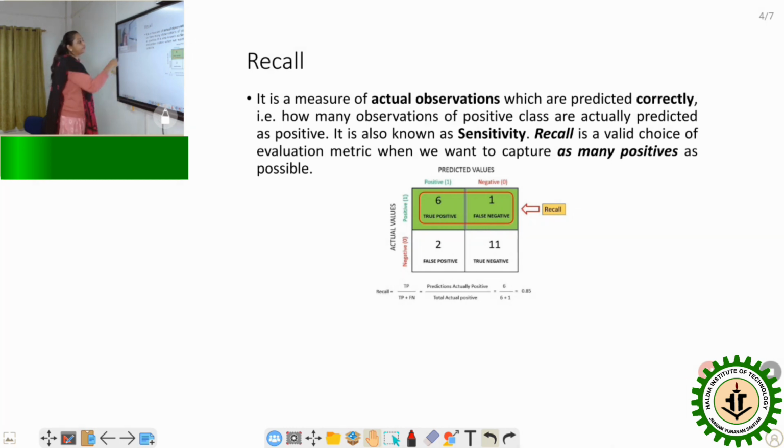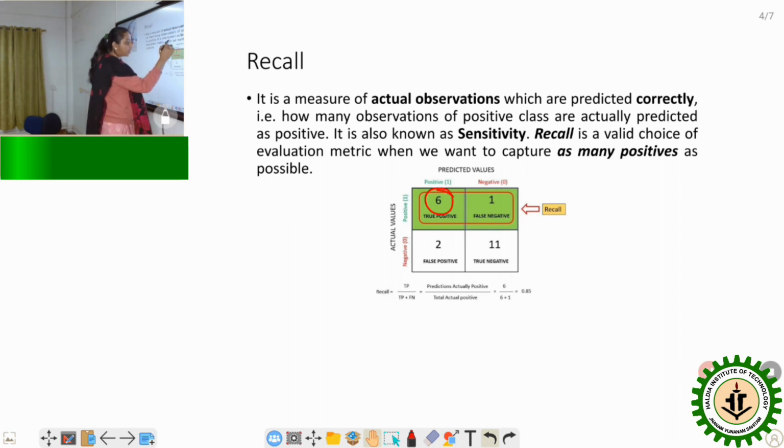Now how to calculate the recall? It is a measure of how many observations of the positive class are actually predicted correctly as positive. It is known as the sensitivity. Recall is a valid choice of evaluation metric when we want to capture as many positives as possible. Now, predictions that are actually positive means they were cat and our model has predicted them as cat. And how many such values are there? We have 6 such values.